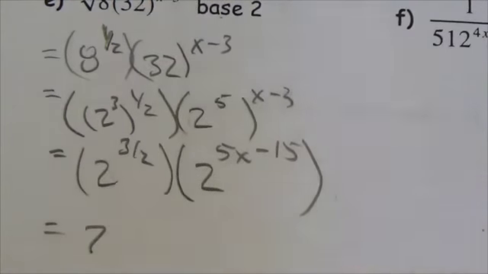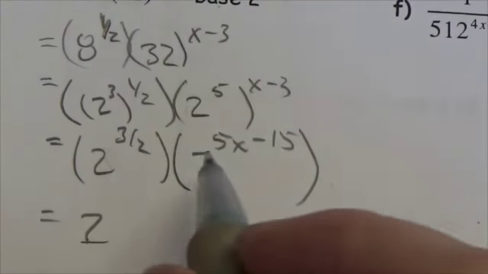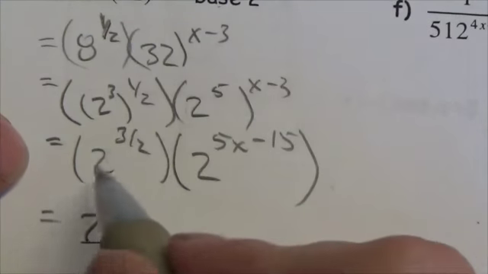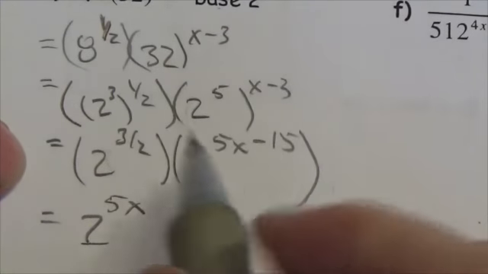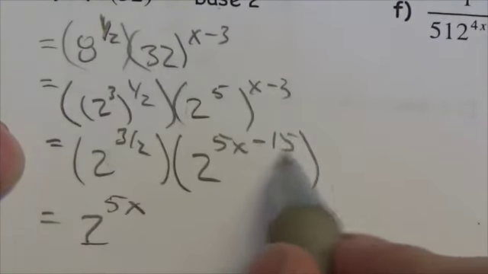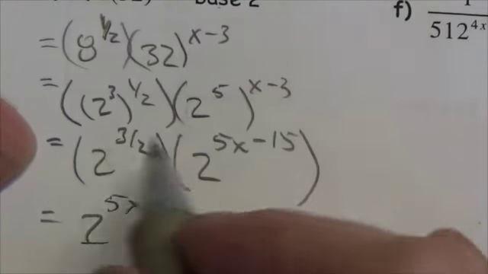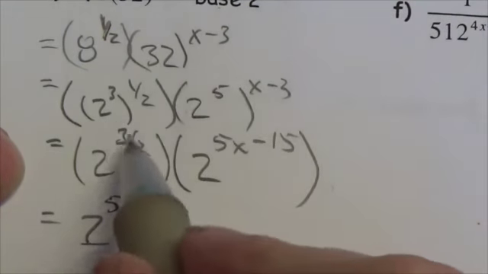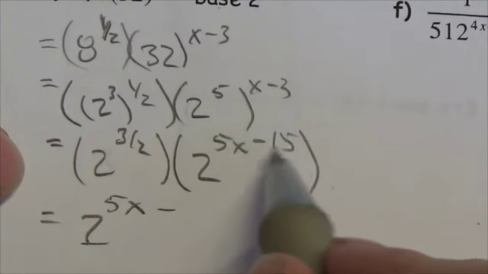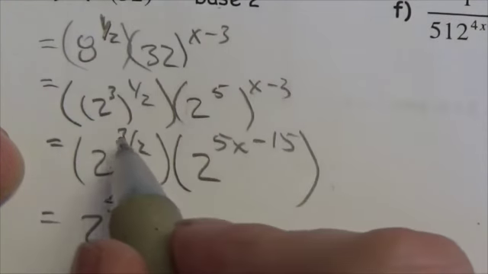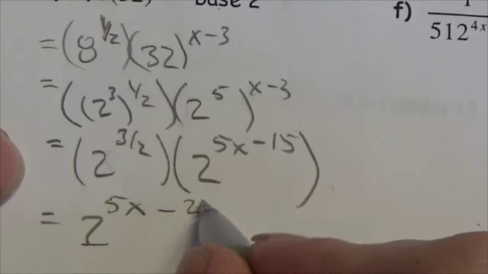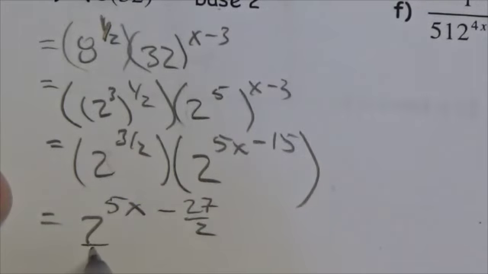And now, because I've got a power multiplied by a power, I'm going to add the exponents together. Well, I've got a 5x here. That's not really common with anything, but I've got a 3/2 and a negative 15. Okay, so that is going to be the same as, well, what's 3/2? This is going to be like negative 30/2. 3 minus 30 is going to be negative 27/2. And so there we go. 2 to the 5x minus 27/2.